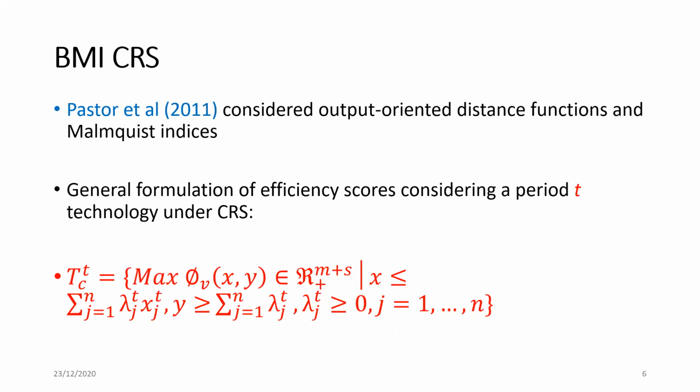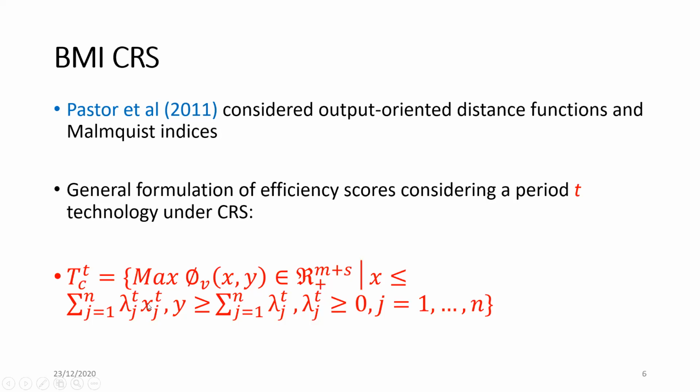So Pastor, Asmmild and Lovell created this. We are going to look at the biennial Malmquist in an output-oriented form. They actually did it with output-oriented distance functions, but we'll be looking at it more using output-oriented technical efficiency, because you know that the distance function is a reciprocal of the technical efficiency and vice versa.